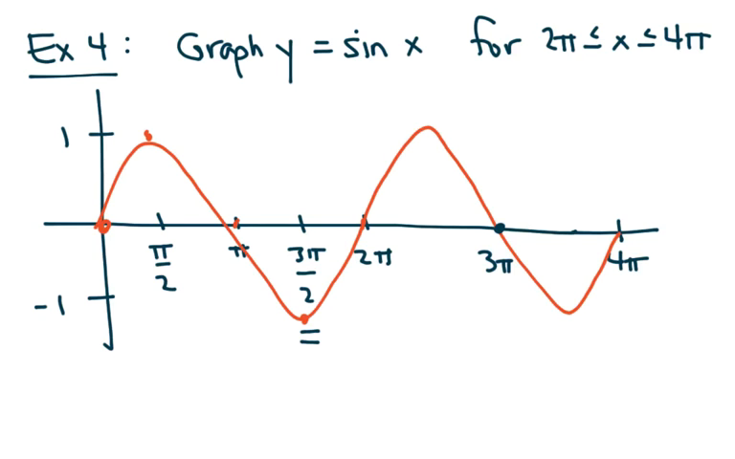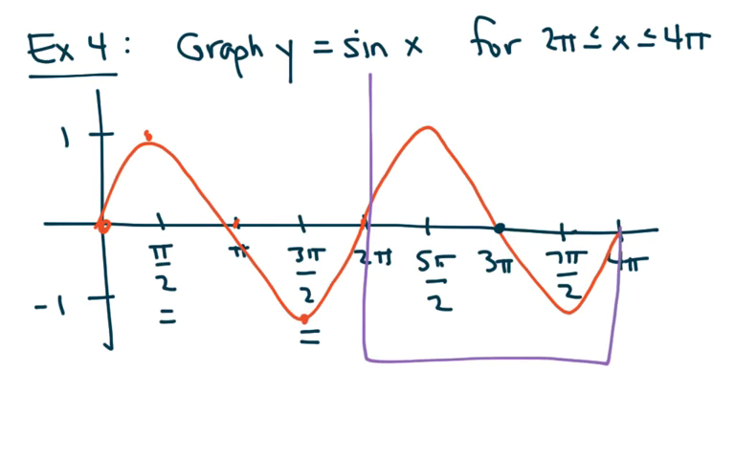So if this is 3 pi over 2 and this is 1 pi over 2, these seem to be going up by odd numbers. So this must be 5 pi over 2, and I bet this is 7 pi over 2. So the graph from 2 pi to 4 pi would be this. Hey, look, it looks exactly like the graph from 0 to 2 pi.